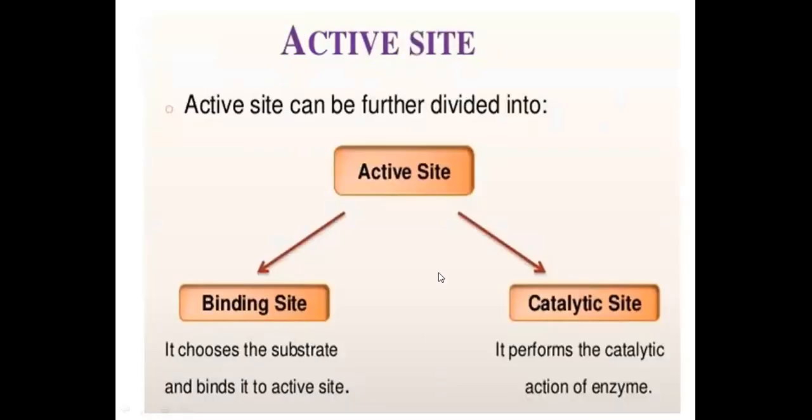If I concentrate on the active site, we can divide it in two ways. One is the binding site and one is the catalytic site. The binding site chooses the substrate and binds it to the active site. And the other is the catalytic site. It performs the catalytic action of the enzyme.